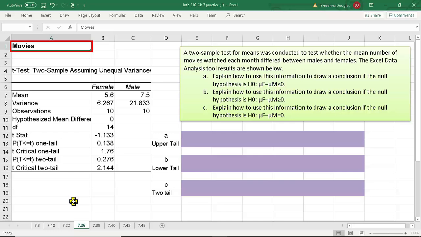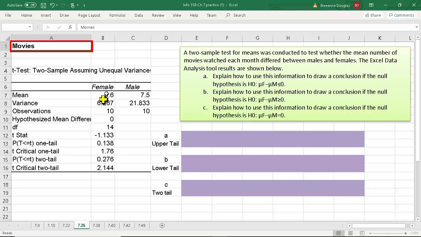Hello, today we'll be analyzing a two-sample hypothesis test where the variances are unequal. In this problem, we are comparing the number of movies watched per month between males and females. Normally, you would be given a set of observations for females and males, but in this case we are not, but are instead given the results of the analysis.